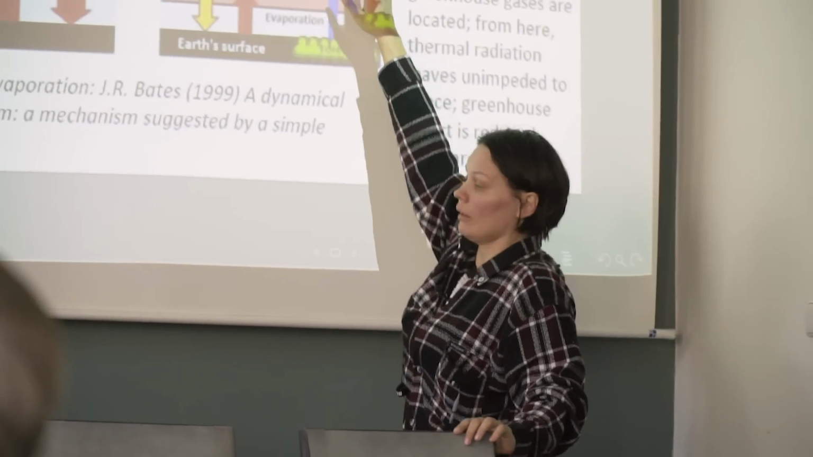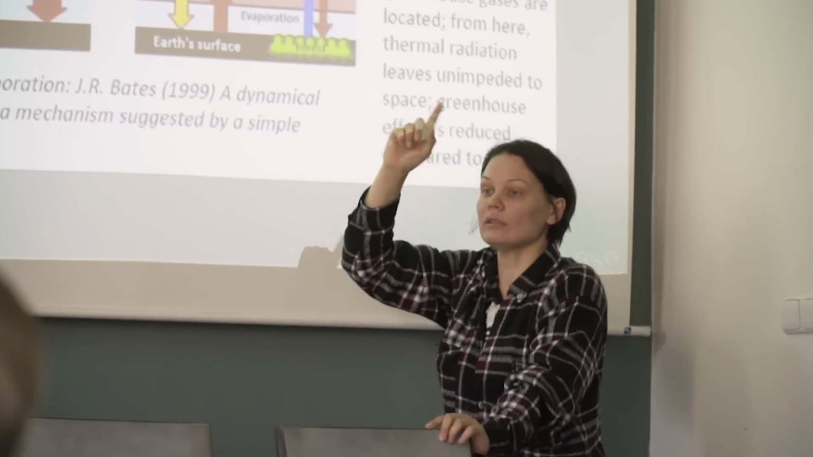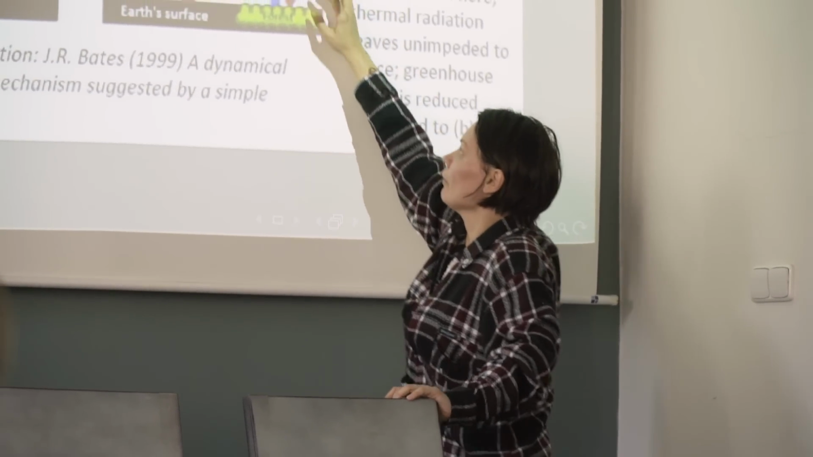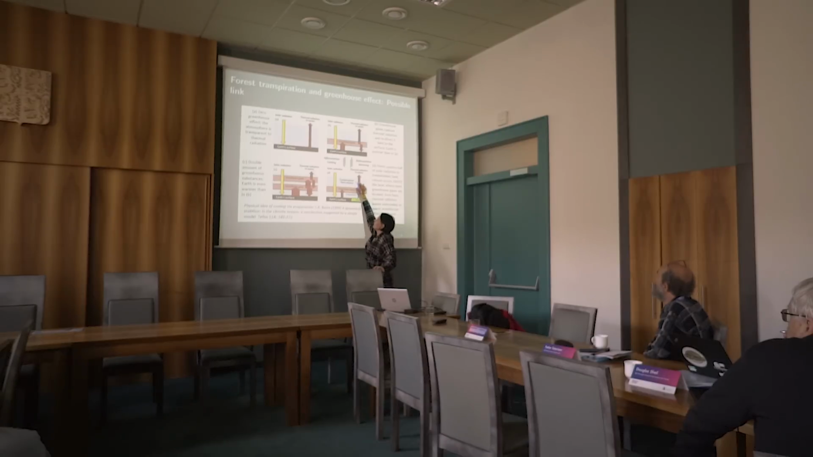And latent heat of condensation is released at a mean height of 5 kilometers in the atmosphere. So it is released here, while the majority of greenhouse gases are located beneath. And so from this level, it can go practically unimpeded to space.